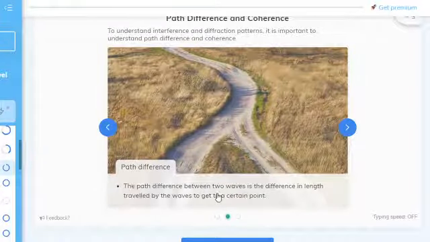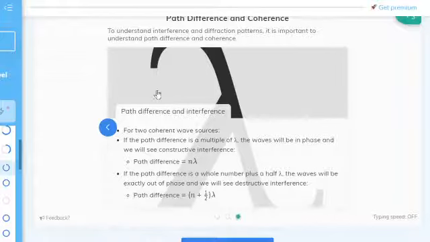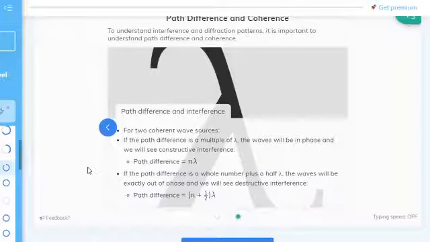Path difference. The path difference between two waves is the distance travelled by the wave to get to a certain point. Path difference and interference. So for two coherent waves, if the path difference is a multiple of lambda, the waves will be in phase, and we'll see constructive interference, as path difference equals n lambda. If the path difference is a whole number plus half of lambda, the waves will be exactly out of phase and we'll see destructive interference.